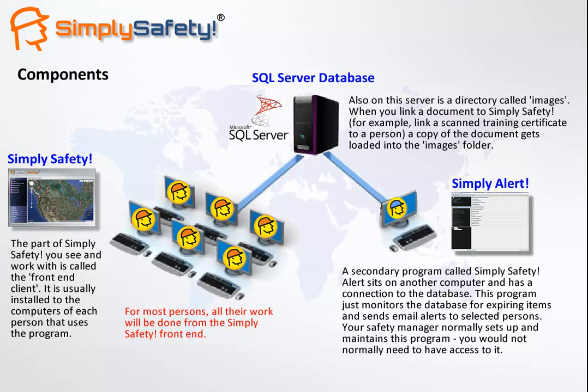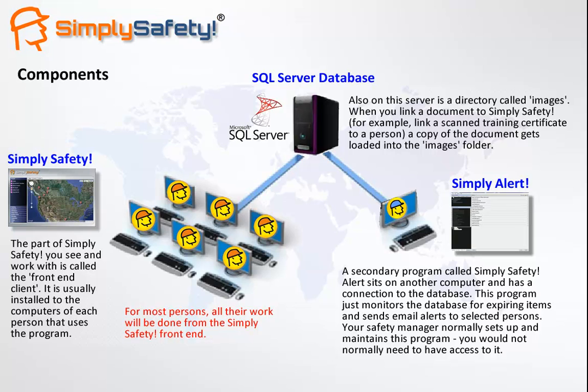The Simply Safety database normally sits on a database server. Also in this server is a directory called images. When you link a document to Simply Safety, for example, link a scanned training certificate to a person, a copy of the document gets loaded into the images folder.